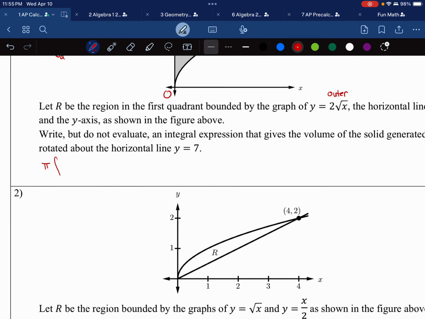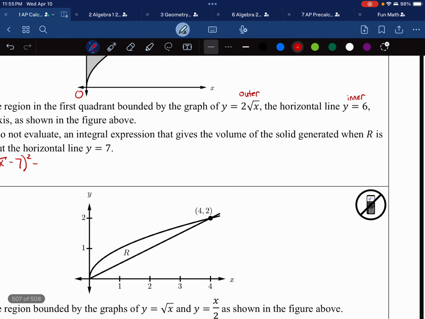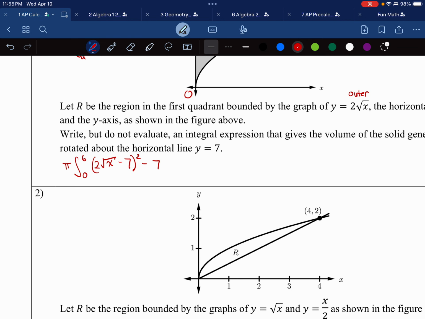This is going to be, don't forget my pi, integral between 0 and 6, and then it's going to be my outer, which is going to be 2 square root of x, 2 square root of x, then minus my horizontal line, 7, that entire quantity squared, minus, and then I do the next one, which is going to be 6. 6 minus 7, that entire quantity squared, and then all of this is supposed to be multiplied by dx. Excellent, and we don't have to evaluate it. That's all we have to do.